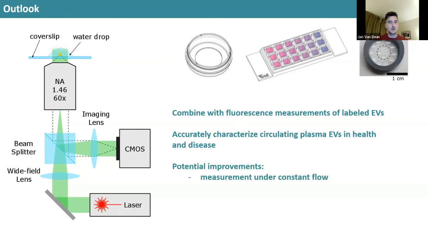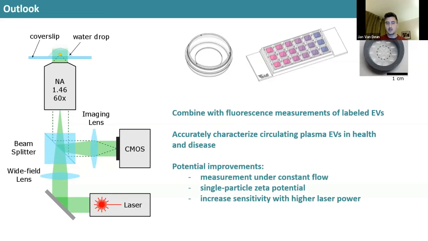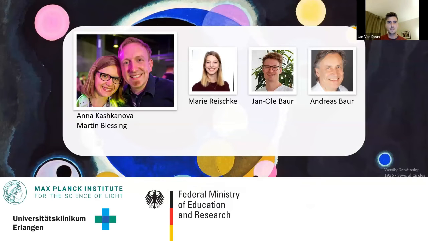Some improvements that we thought of is that we could introduce measurement under constant flow, so you have a more representative image of the whole sample. Single particle zeta potential determination to further characterize the EVs could also be of interest. You can always increase the laser power to get an increased sensitivity, and go more in depth into the data analysis to further find how we can lower the misclassification rate of EVs or of lipoproteins.